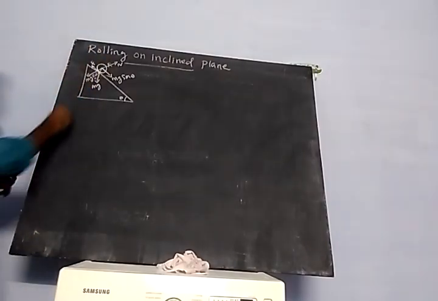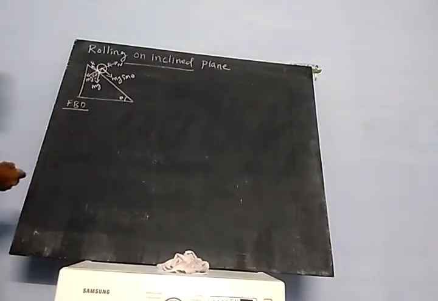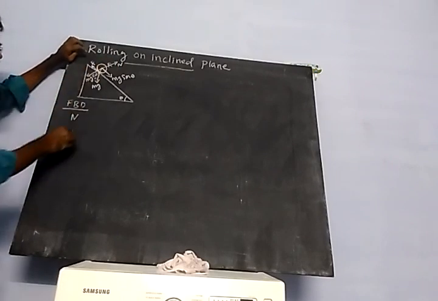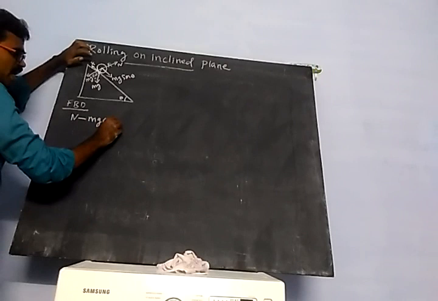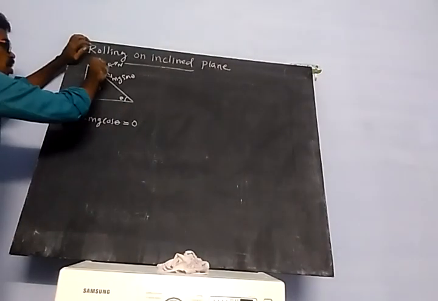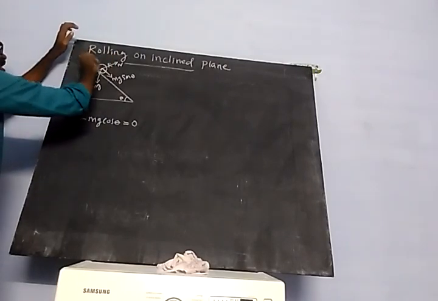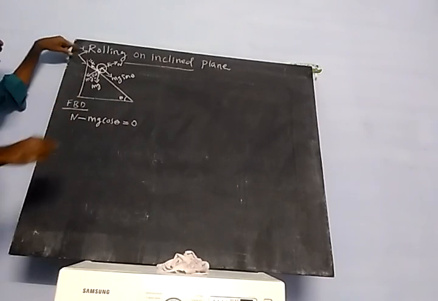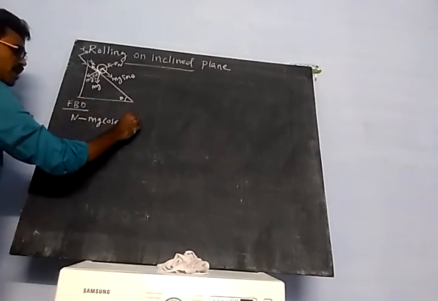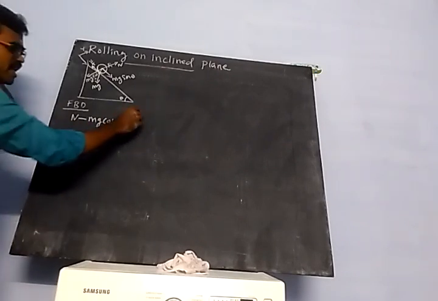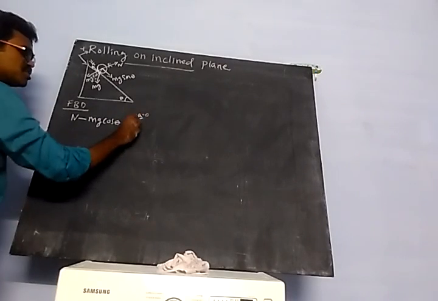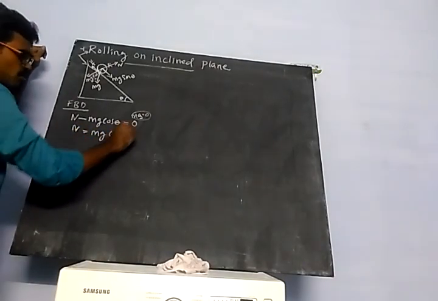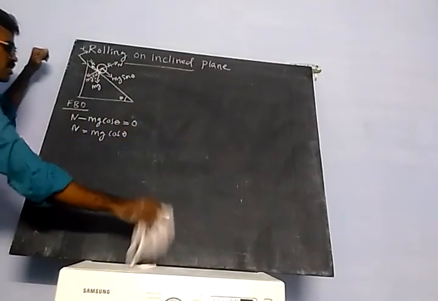Now according to the free body diagram, N and mg cos theta are equal but in opposite directions. So N minus mg cos theta is equal to 0. Why do we put 0? Because the object is not moving in the y direction. You can consider this the x direction and this the y direction. The object is moving only in the x direction, so a is equal to 0. N minus mg cos theta equals ma, and there is no motion in y, so a equals 0. N equals mg cos theta, so both cancel each other.